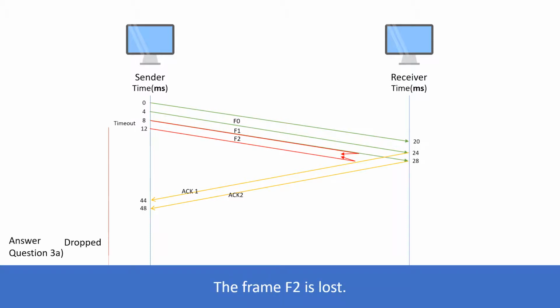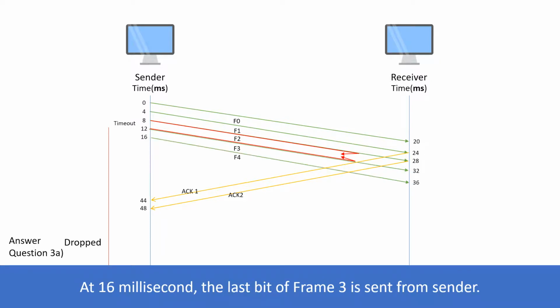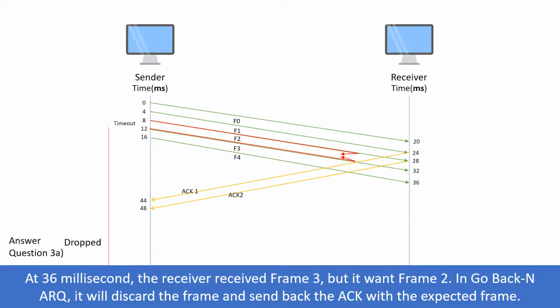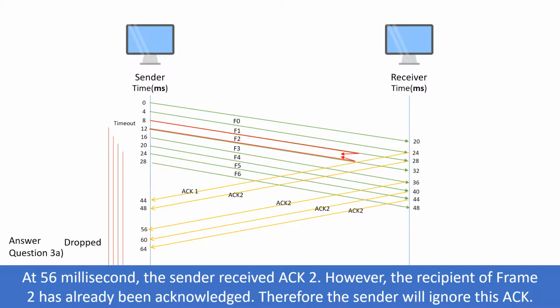At 12 milliseconds, the first bit of frame 3 is sent from the sender. At 16 milliseconds, the last bit of frame 3 is sent from the sender. At 36 milliseconds, the receiver received frame 3, but it wants frame 2. In Go-back-N ARQ, it will discard the frame and send back the ACK with the expected frame. At 56 milliseconds, the sender received ACK2. However, the receipt of frame 2 has already been acknowledged. Therefore, the sender will ignore this ACK.